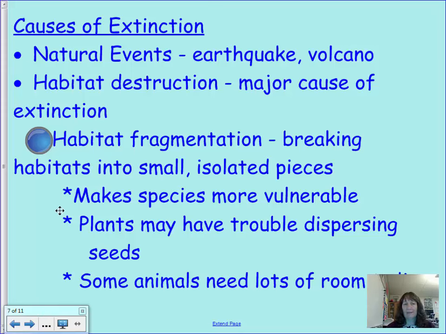So this makes species more vulnerable. For one thing, they can get hit by cars trying to go from one place to another. It also makes their population smaller, so if they get sick, it could devastate the population more than if you had a big population. Plants may have trouble dispersing their seeds because they're hitting pavement. And some animals need lots of room to live. Things like mountain lions have something like a 50-mile radius. They need a lot of room.